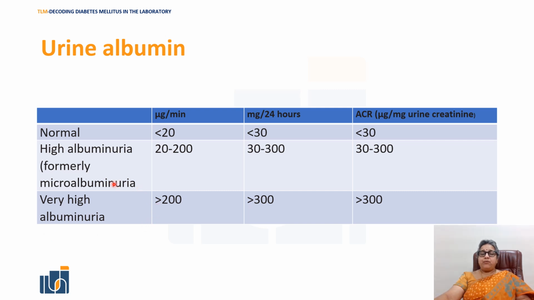And then there was this very high albuminuria, which was greater than 200 micrograms per minute, greater than 300 milligrams in 24 hours, and greater than 300 being the ACR. So this is how today we report urine albumin. We don't call it microalbumin, we call it urine albumin or microprotein.